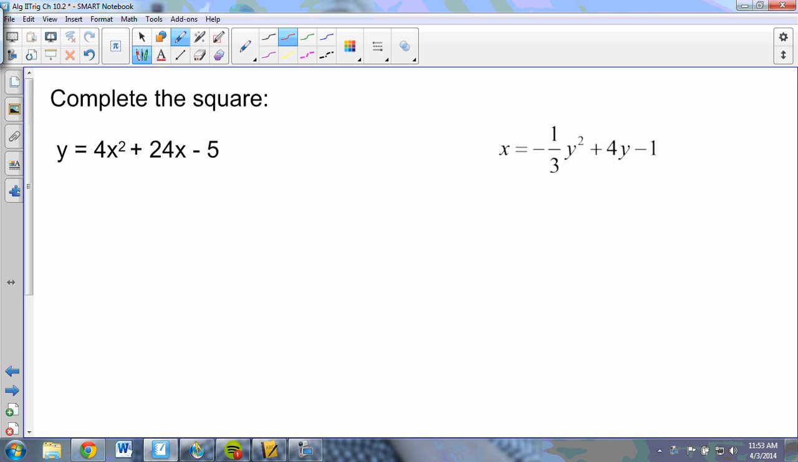Going to complete the square over here on the left. Everybody remember completing the square? I told you it'd never go away. It's going to come back. Even put up our friendly little CTS poster over here.